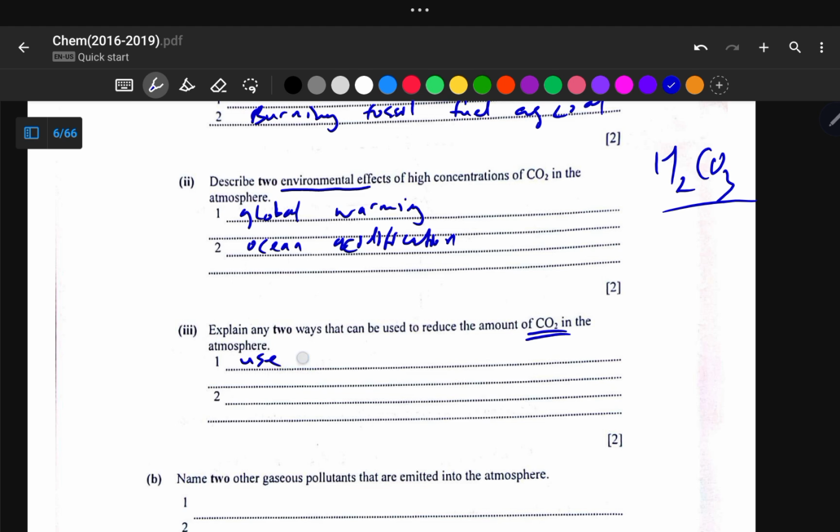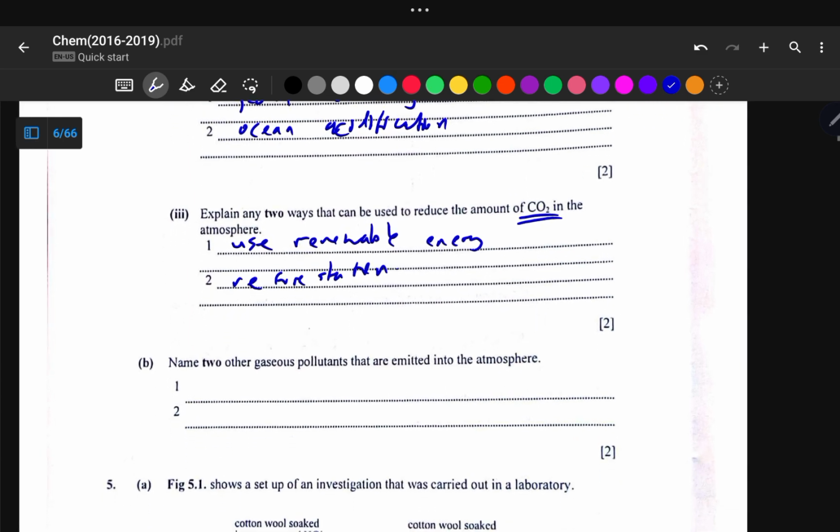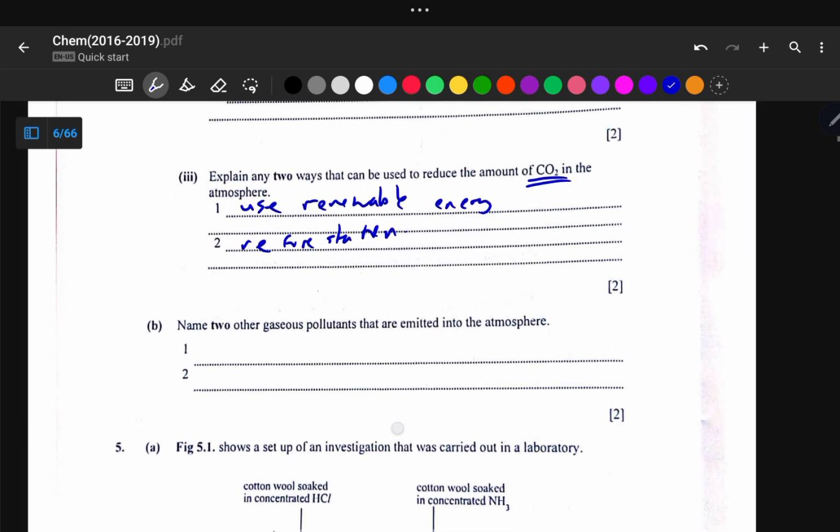So we can use renewable energy or green energy, and then we can do reforestation, right? And then name other 2 gaseous pollutants that can be emitted into the atmosphere. We have got sulfur dioxide, sulfur trioxide, and then nitrogen oxides.